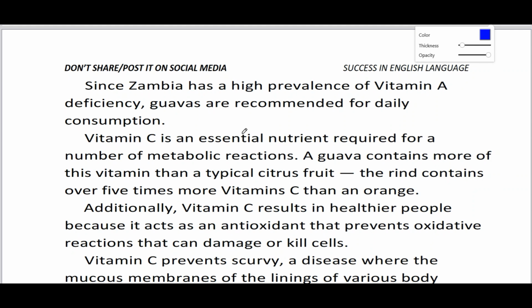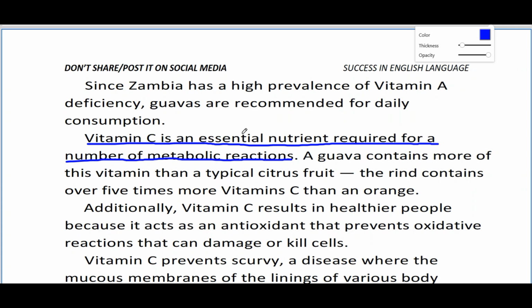Since Zambia has a high prevalence of vitamin A deficiency, guavas are recommended for daily consumption. Now, vitamin C is an essential nutrient required for a number of metabolic reactions. So this is another point, because anything to do with the values or the importance of a guava to a human system must be considered to be a point. A guava contains more of this vitamin than the typical citrus fruit. So this is just a comparison.